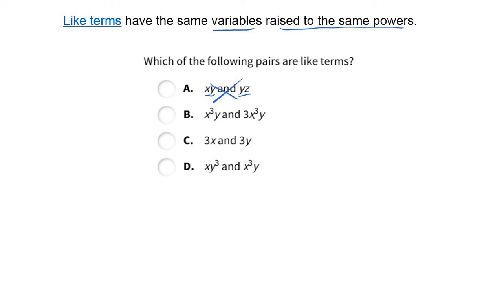X cubed y, 3x cubed y. So, x to the third, x to the third. Hey, those match. Y, y. Those match. So these are like terms. Notice they have a different coefficient, a different number in front. That's okay. We're looking, do the variables and powers match? And those do. 3x, 3y, no, those are different variables, right? xy cubed, x cubed y. Hey, those don't match, right? So they're trying to trick you a little bit. But variables and powers have to match exactly.